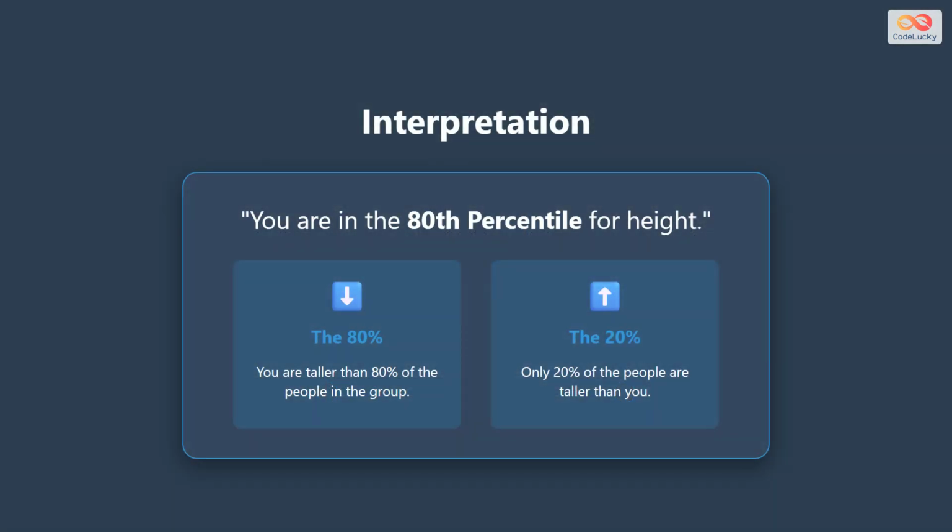Let's look at a real example of interpretation. If someone says you are in the 80th percentile for height, this is good news if you want to be tall. It means you are taller than 80% of the people in that group. Conversely, only 20% of people are taller than you.